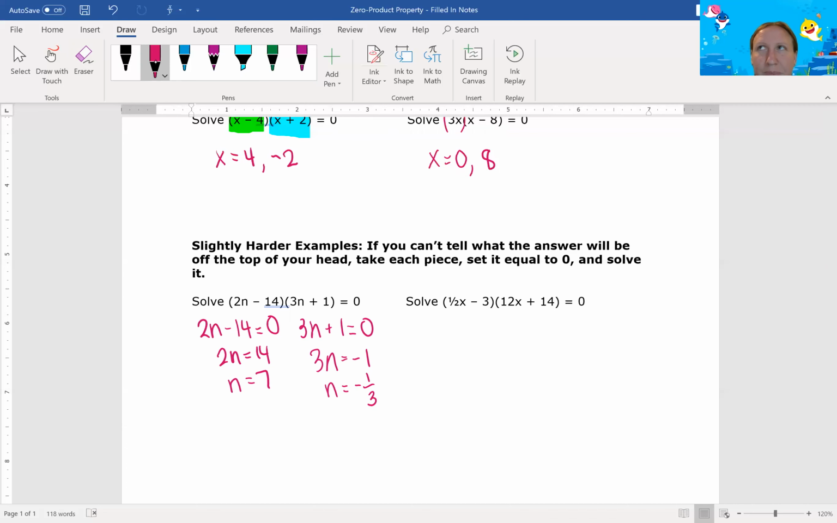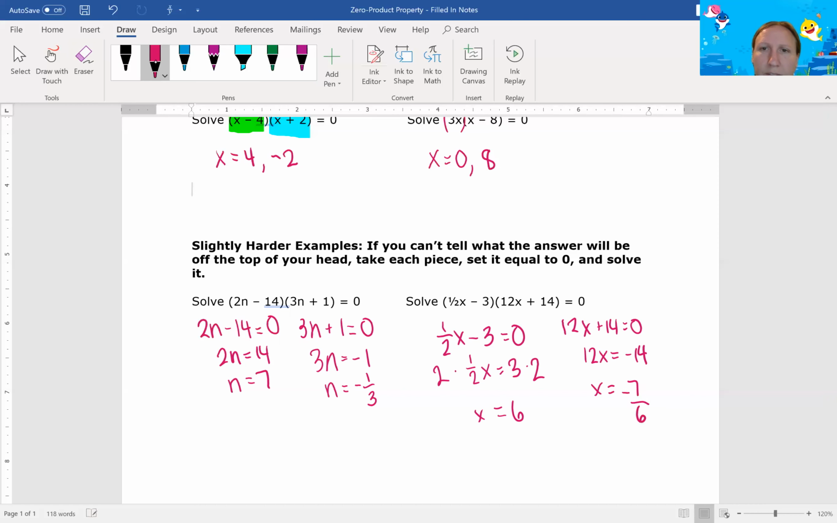For this one, we would say 1/2 x minus 3 equals 0. So we'd add 3 to both sides. 1/2 x equals 3. And then to get rid of that 1/2, we would multiply both sides by the reciprocal, which is 2. And x equals 6. And for this part, we'd say 12x plus 14 equals 0. Subtract 14 from both sides, and then divide both sides by 12. We do want to make sure we simplify that. So it'd be negative 7/6.